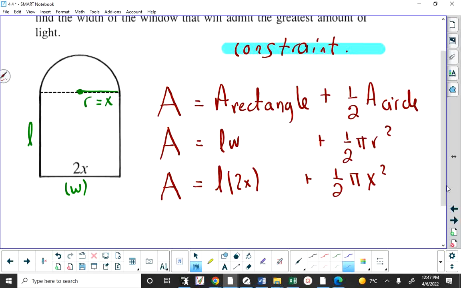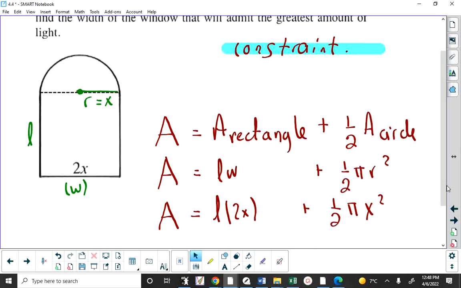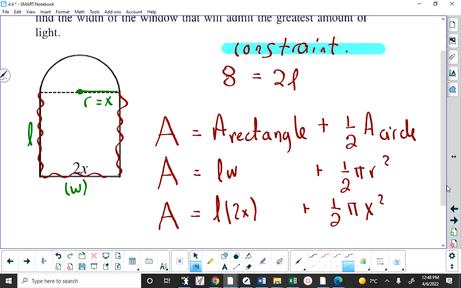I'm not writing the length in terms of w, and I'm not writing the length in terms of r. I'm writing the length in terms of x. And this is where the constraint is going to come in. The 8 meters, everybody, is the perimeter. If you look at the diagram, what is the perimeter of this? Well, it contains an L and an L. This forms part of the perimeter, and this forms part of the perimeter. That's 2L. The bottom forms part of the perimeter, so that's 2X.